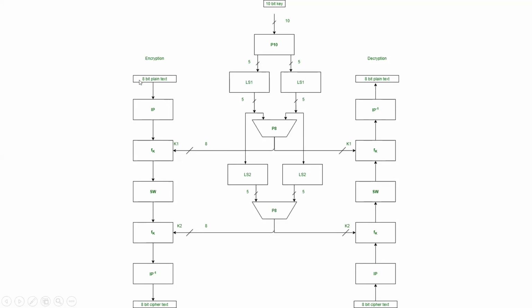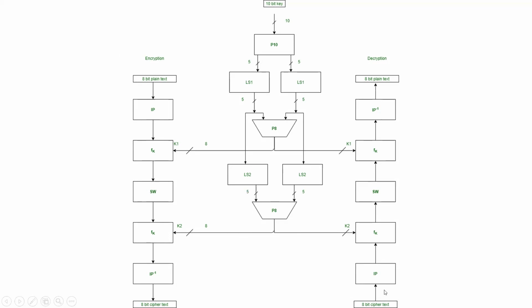In the encryption side, first the 8-bit plain text is taken, and that is given for the initial permutation. And it is then passed to a complex function fk, which uses one of the keys that is generated by the key generation algorithm. And later we perform the switch operation, and the output from the switch is again given to another complex function. In this case, it uses a different key that is generated by the key generation algorithm. And finally, we perform the inverse initial permutation to get the 8-bit ciphertext. This is the encryption side.